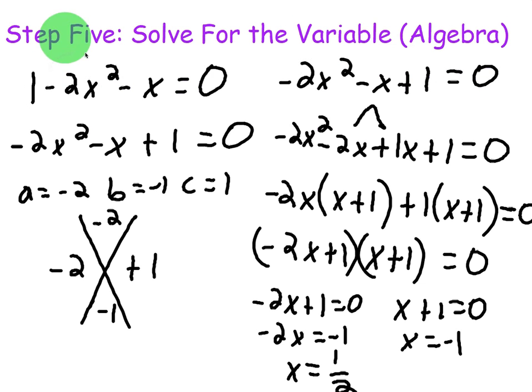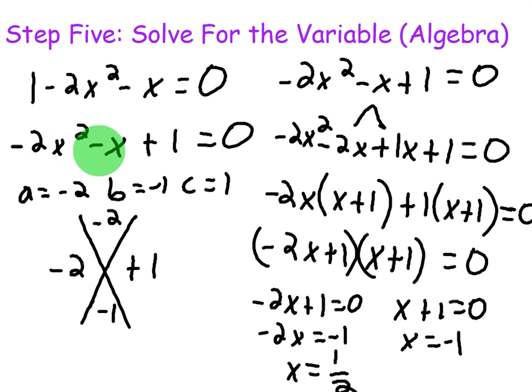Okay, step 5 is to solve for the variable using algebra. So how do I solve for this? 1 minus 2x squared minus x equals 0. Well, first of all, I'm going to move the minus 2x squared to the front. Then I'm going to move the minus x in the middle and the plus 1 on the end, equals 0. I can see this is a quadratic equation, and because it's a trinomial, I can try the x method to see if I can factor it.